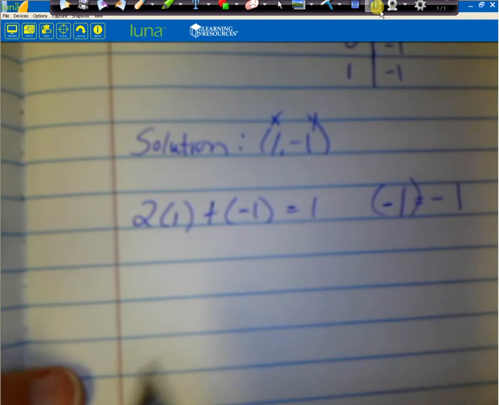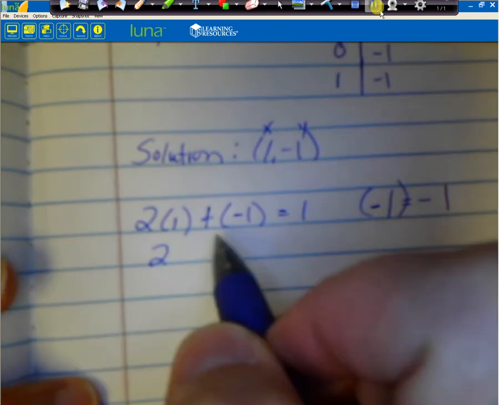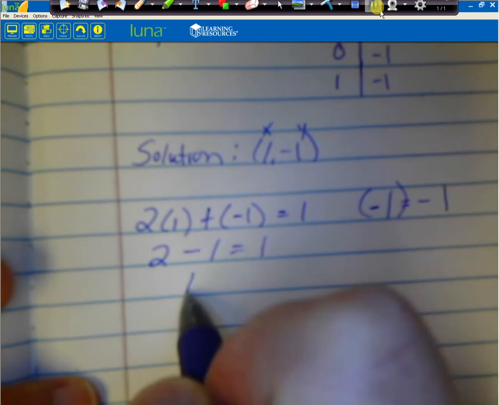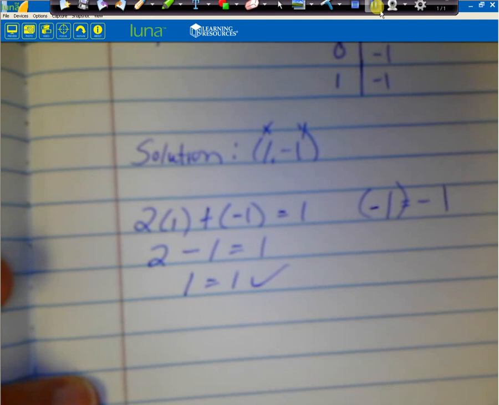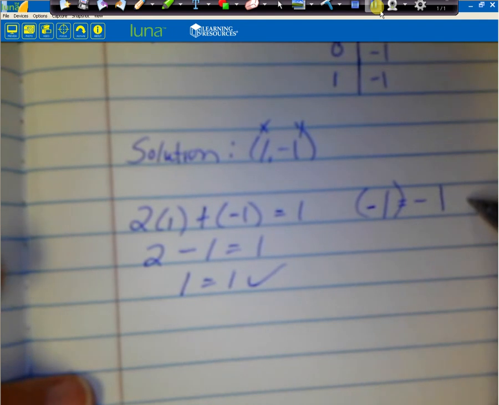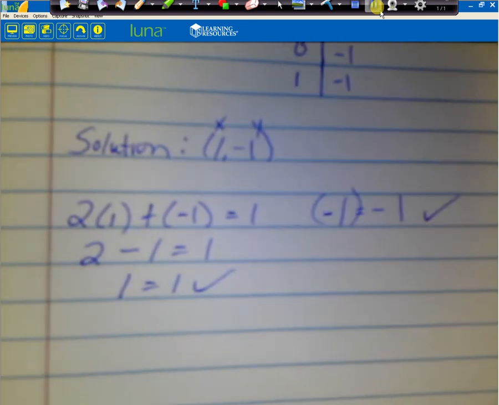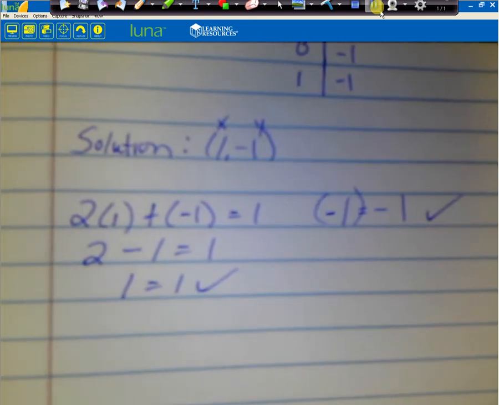So I'm going to work this one out. 2 times 1 is 2, plus negative 1 or minus 1. 2 minus 1 is 1, and 1 equals 1, so that one checks out. Over here I just have negative 1 equals negative 1, so that one checks out as well. Again, it has to work for both, so it has to check for both of them. Make sure you have that check down before you move on.